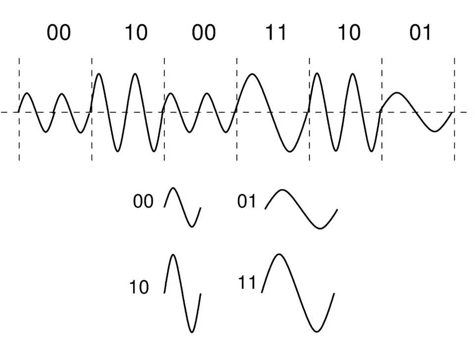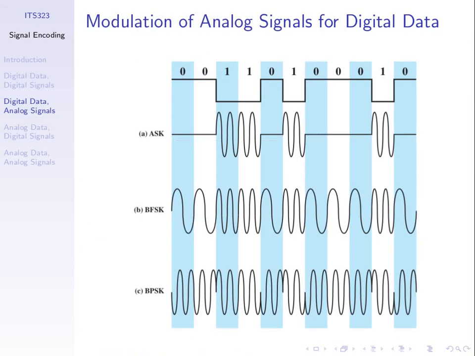Let's go back to our lecture notes. So these were examples of the simple schemes where we just have two levels, either two amplitudes or two frequencies or two phases. And when we have two, the common name is binary frequency shift keying, B meaning binary because of two different values, binary phase shift keying.